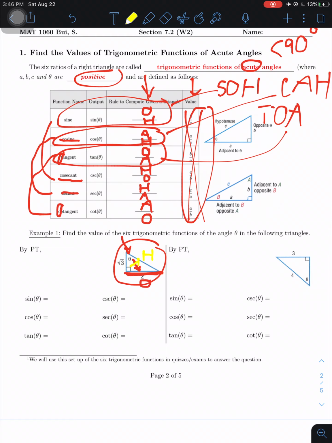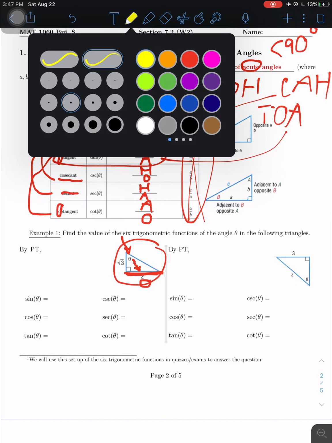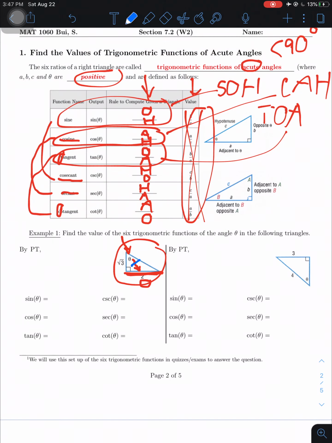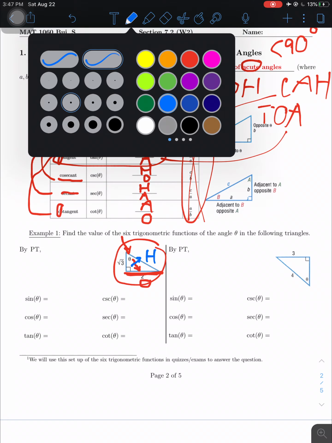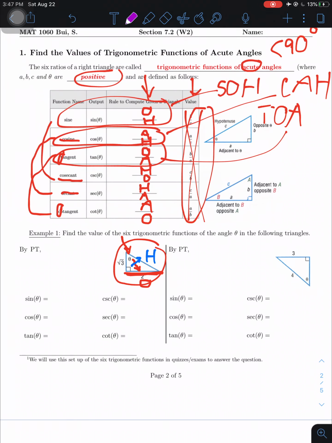Okay, sorry for the color. I'm not going to use yellow again. This looks a little bit annoying. Here, let me change it to blue maybe. So again, here's a right angle, and across it we have hypotenuse. Okay, we have one more side. Let's do it in purple. This side right here, we call it adjacent.